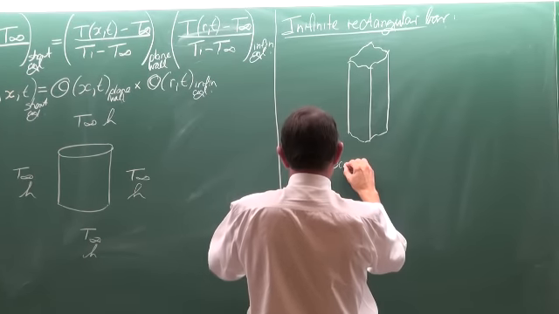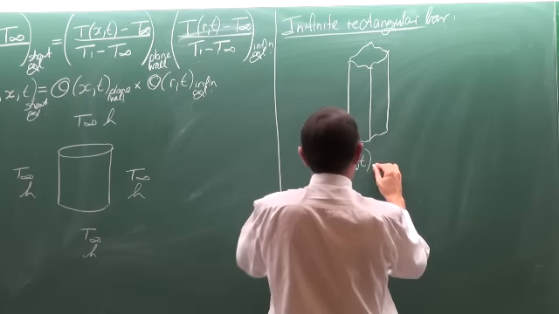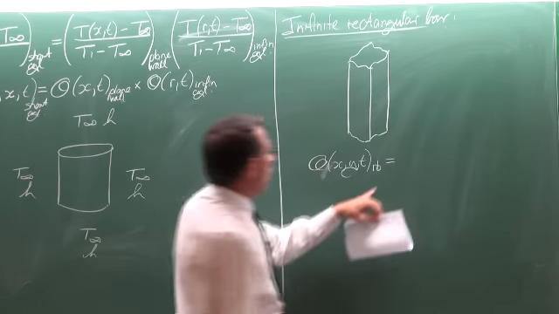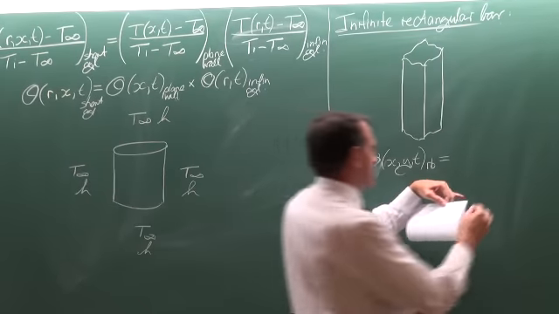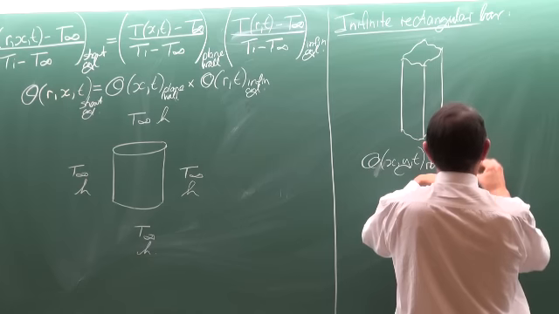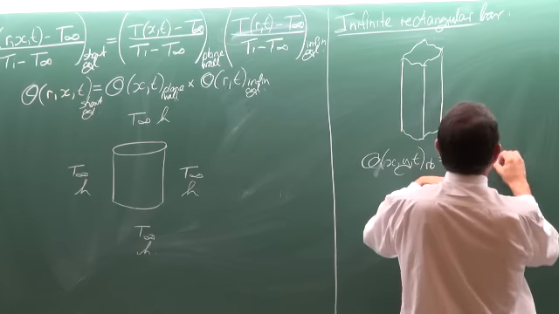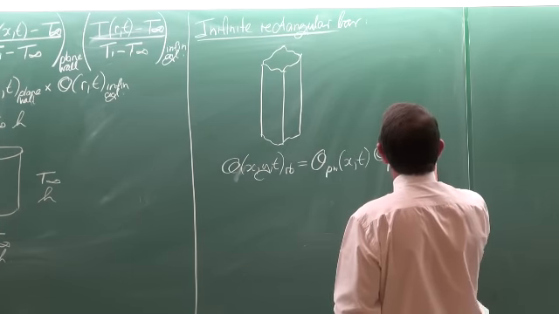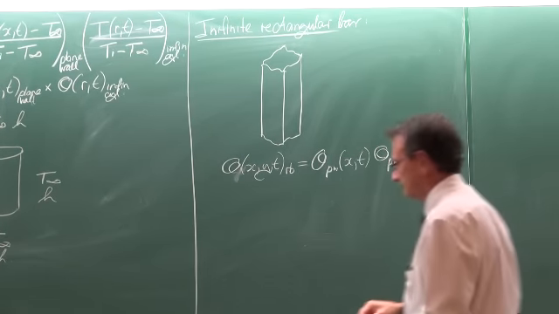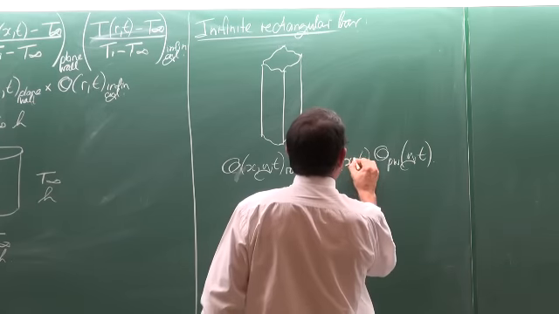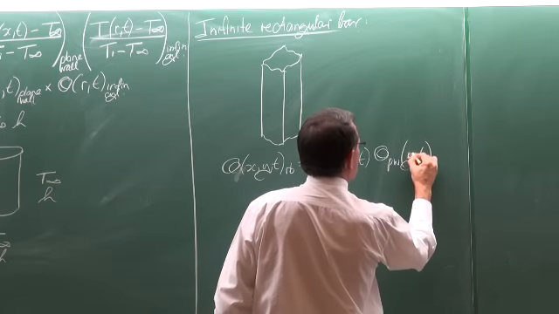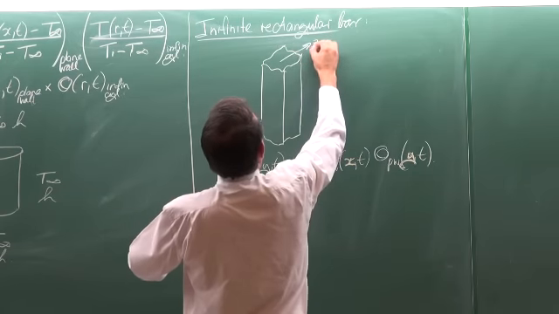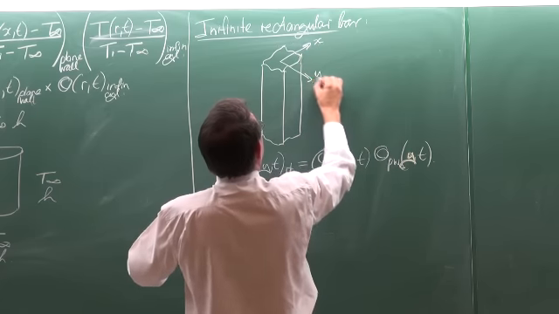So the non-dimensionalized temperature as a function of x, y, and t for the rectangular bar, RB is the rectangular bar, is equal to the non-dimensionalized temperature for the plane wall in the x direction multiplied by the non-dimensionalized temperature of the plane wall in the y direction. So take note, in the x direction and in the y direction. And here we will have the x direction and the y direction.